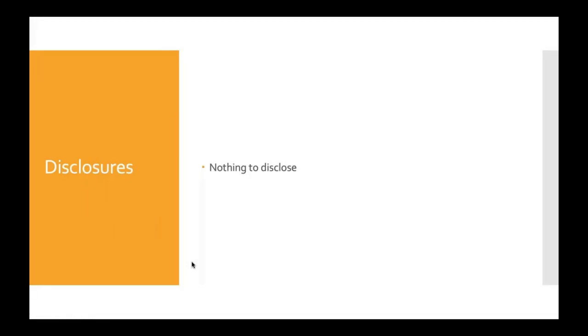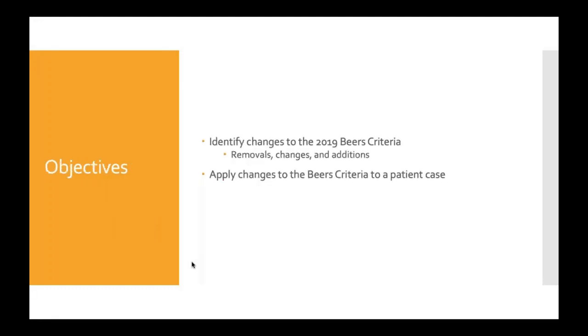All right, so first, just so you know, I have nothing to disclose with this presentation. The learning objectives for today include identifying changes to the most recent update with the Beers criteria. So we're going to look at removals, changes, and any additions. And then we're going to apply those changes to a patient case.